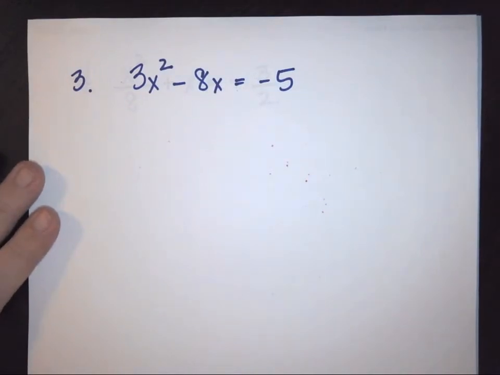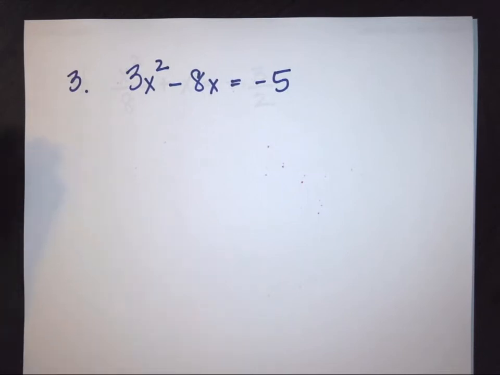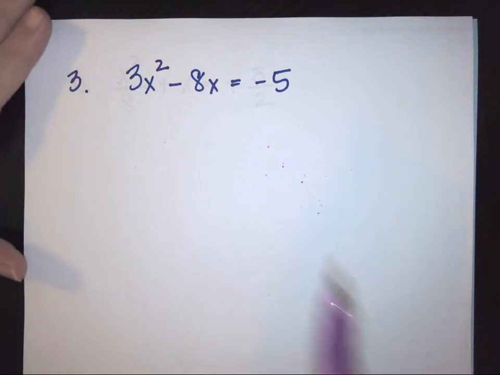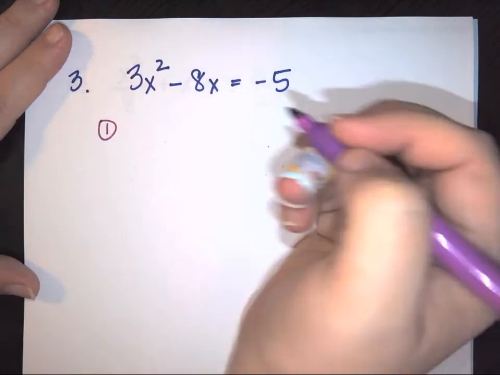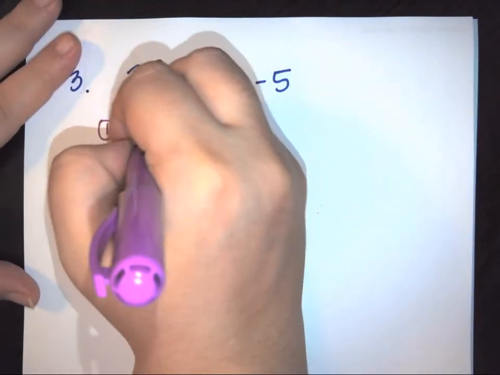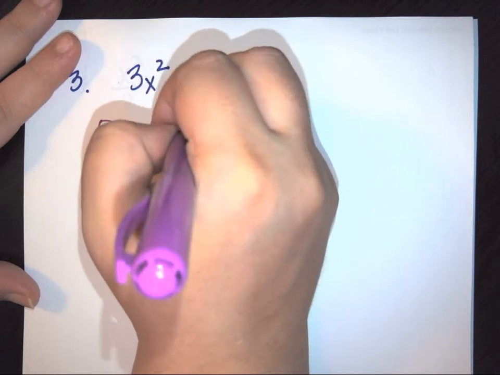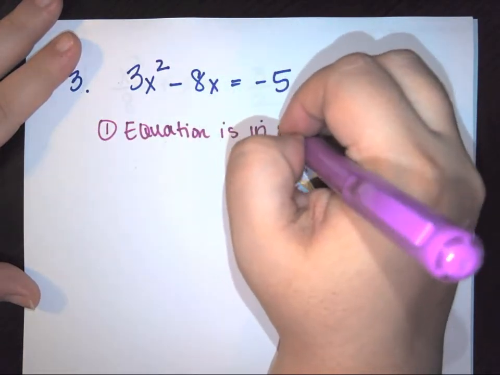Alright, let's take a look at another one here. Alright, so if you notice in the last two examples I did, both of those equations were already set equal to 0. This one is not. So when we're talking about first things that we need to do, the first thing we need to make sure is that your equation is in standard form.